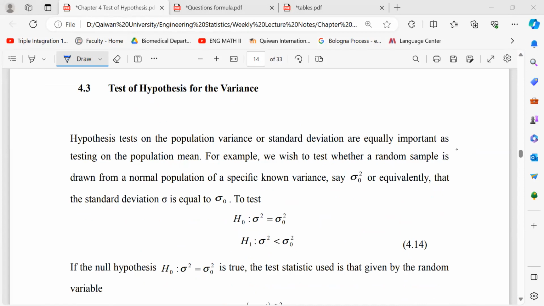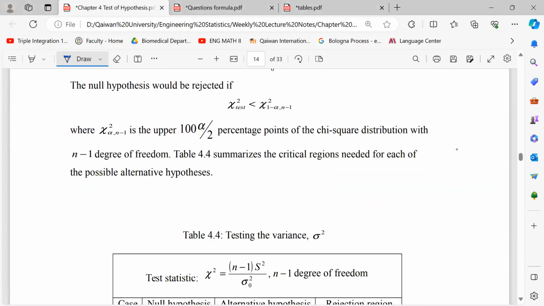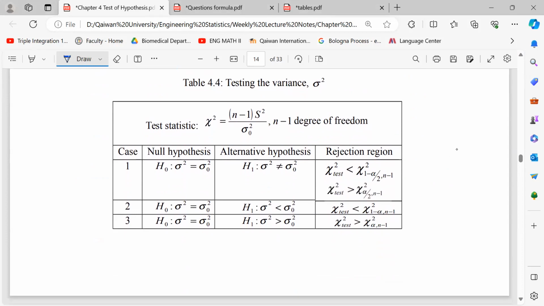We now have test of hypothesis for the variance. The previous one was for the mean. Test of hypothesis for the mean. We now have test of hypothesis for the variance. The derivation of these rules is not required from you. Only these tables. And this rule is going to be given during exams.